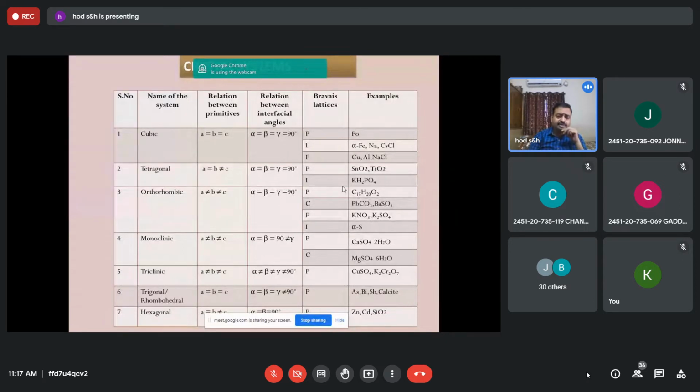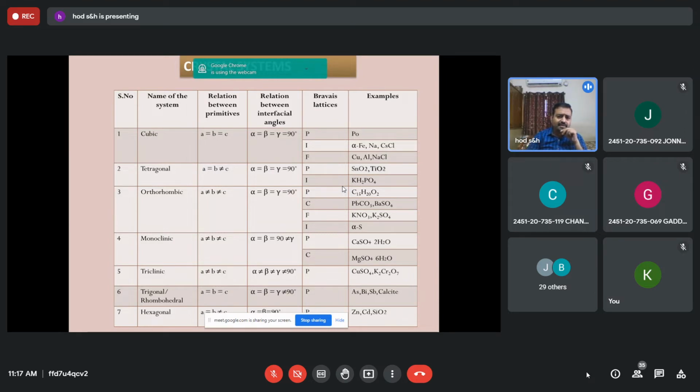If you take a cubic system, all the 3 sides are the same: a = b = c. Interfacial angles are also the same, which are mutually perpendicular to each other. So alpha = beta = gamma = 90 degrees. And you should write the fundamental structure. So the unit cell structure also you should draw, and with some examples.